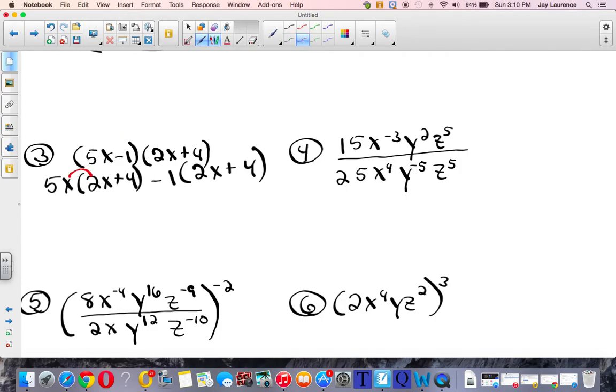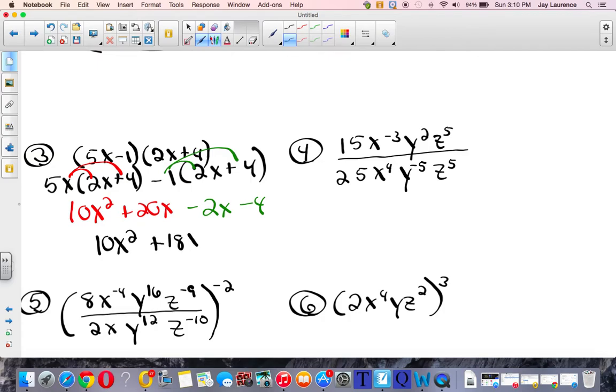Now I'm going to distribute the 5x. And so I'll get a 10x squared plus a 20x. And here I'm going to distribute the negative 1. And I get a minus 2x minus 4. Now we're not done with this problem because we've got some like terms here. So we're going to have a 10x squared, a positive 18x because 20 minus 2 is 18, and a negative 4. And now we are done.